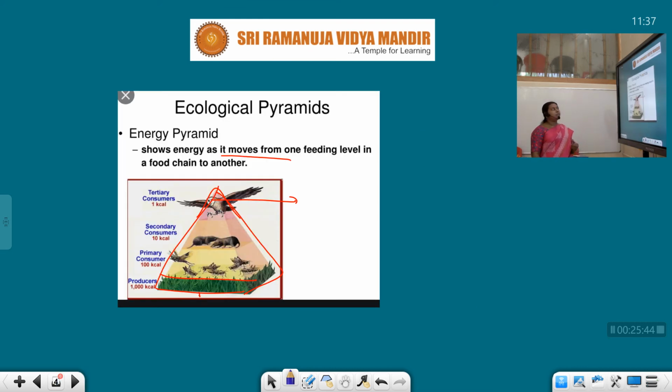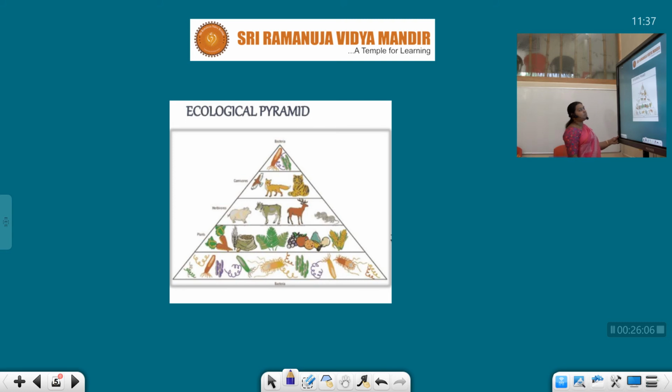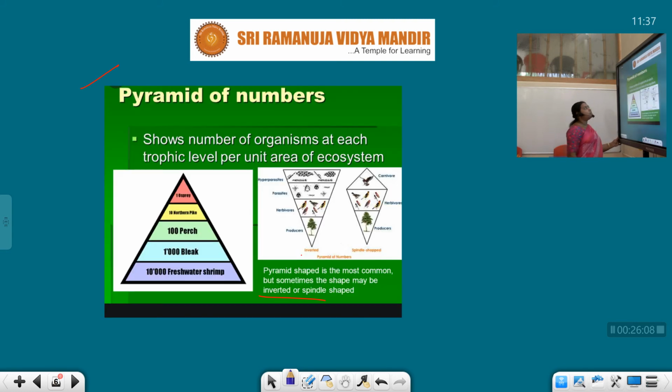Ecological pyramids. See, students, it shows energy as it moves from one feeding level to another in a food chain. So this is the food chain. Producers to primary consumers. Primary consumers to secondary consumers. From here to tertiary consumers. Understand? This is one of the ecological pyramid views.